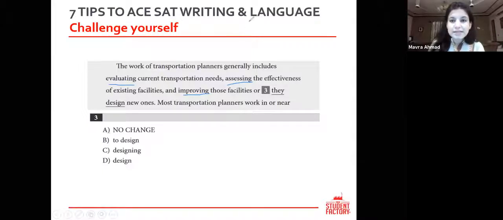Okay, and it's very clear कि हम option C को as the correct answer use कर सकते हैं और इसीलिए option C is going to be the right answer, or designing new ones, because it's consistent with the words evaluating, it's consistent with the word improving, it's consistent with the word assessing. So designing is going to go with all these 3 action words and it's going to make sense. It's the best choice for this question.